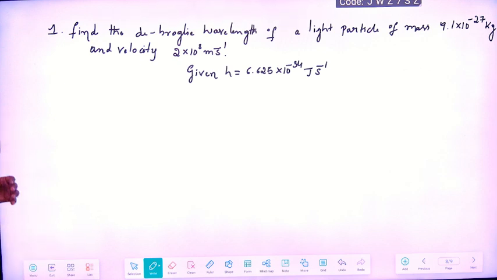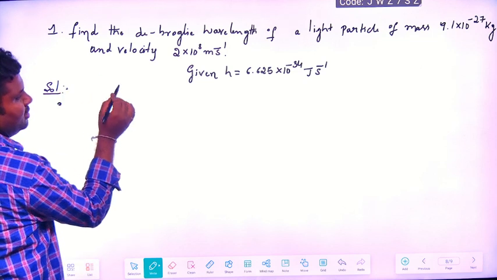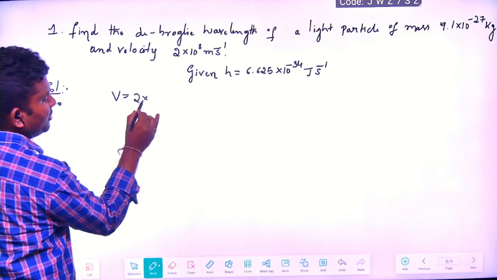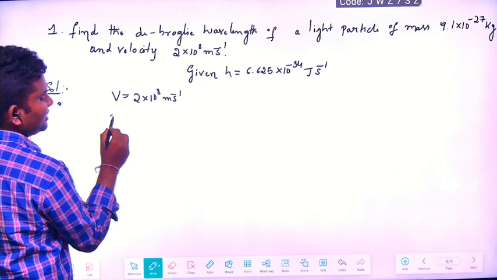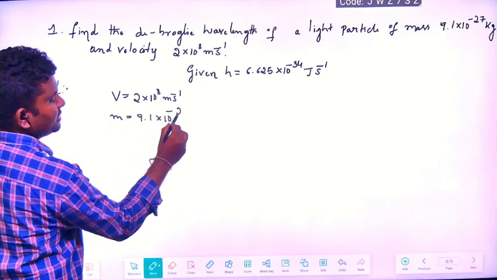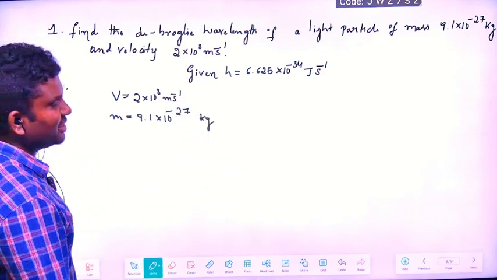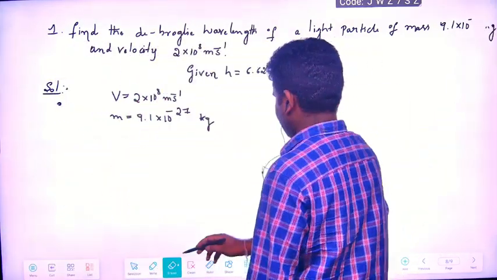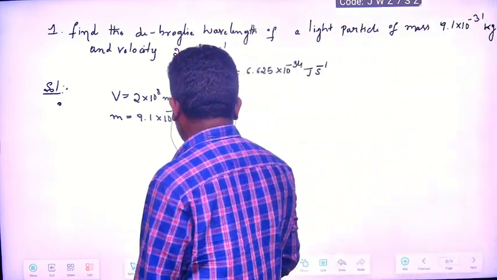So here what is the given? Just see, solution will do. So the thing is what they given, velocity v is equals to how much? 2 into 10 to the power of 8 meter per second. Now mass is 9.1 into 10 to the power of minus 27. This is a mass of electron, so you take 9.1 into 10 to the power of minus 31 kg. I am not 27, it is 31.